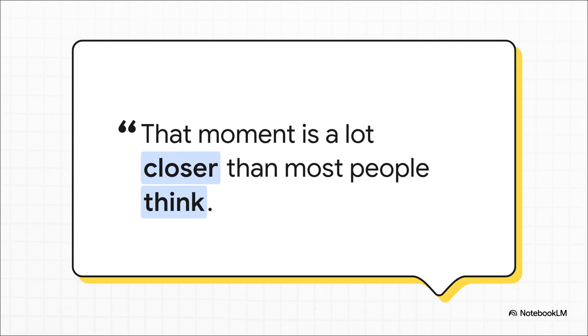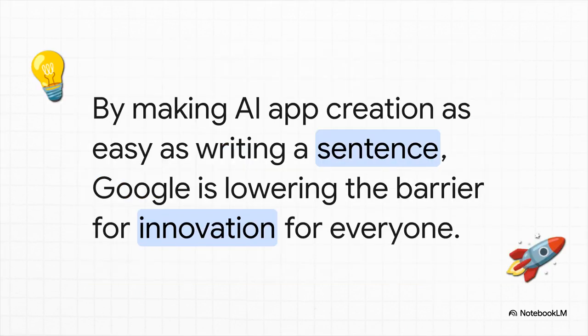If you want to understand just how fast all this is moving, check this out. A big McKinsey report predicted that about 70% of these kinds of knowledge worker tasks would be automated by 2027. But after seeing tools like Opal, one analyst basically said, yeah, that moment, it's a lot closer than most people think.